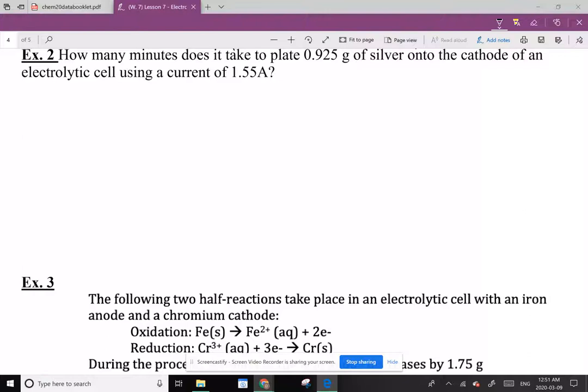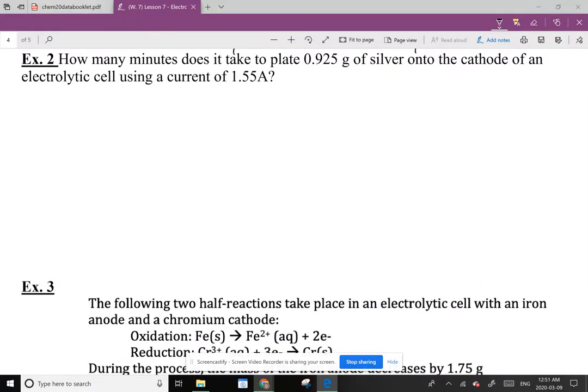We're going to do another example, doing some redox stoichiometry. In this case, we're trying to determine how many minutes. So we're actually looking for time in this case. How many minutes does it take to plate 0.925 grams of silver onto the cathode of an electrolytic cell using a current of 1.55 amps?